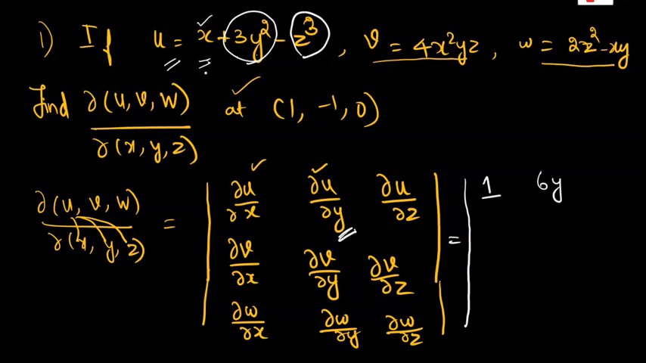Now same thing I'm going to differentiate with respect to z. So x is a constant, this will become 0. 3y square is a constant, this also will become 0. Minus z cube if I differentiate, minus 3z square.